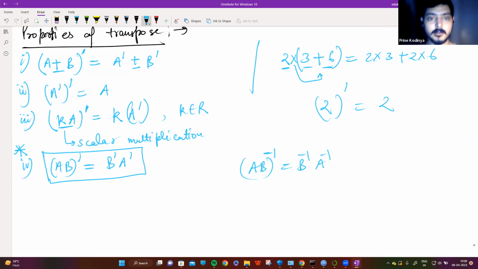Okay. While in addition and subtraction, there is no question of order. You can take either B dash or A dash, because that will also provide you the same answer. But in the case of multiplication of matrices, the order matters. Just remember this.